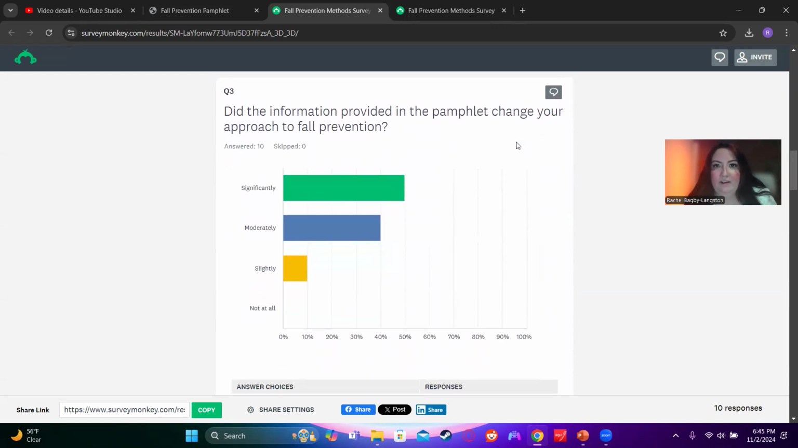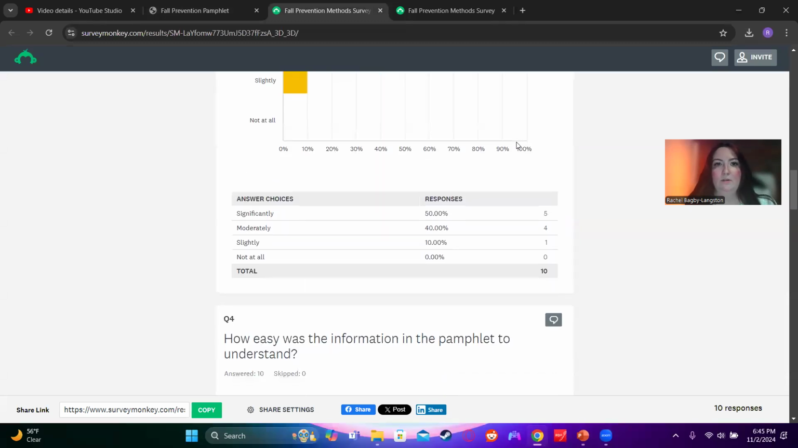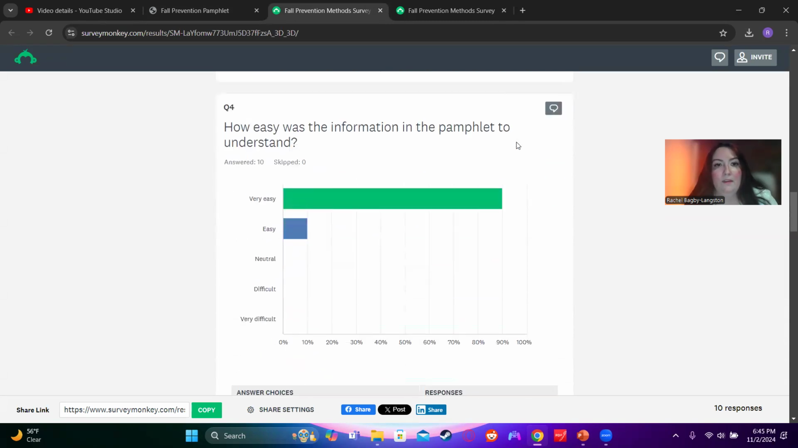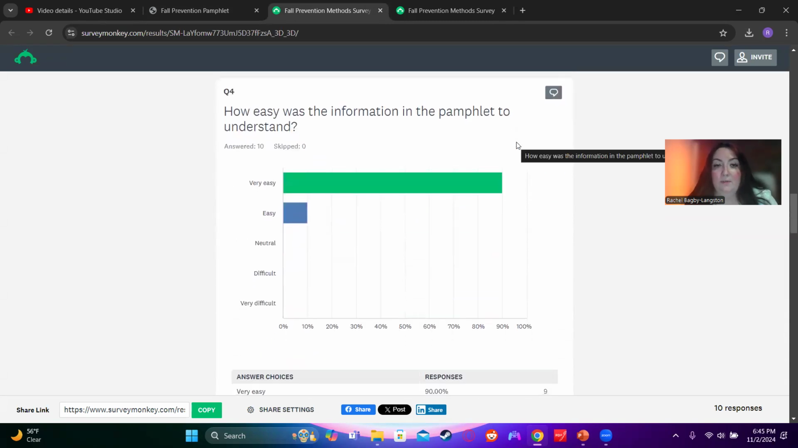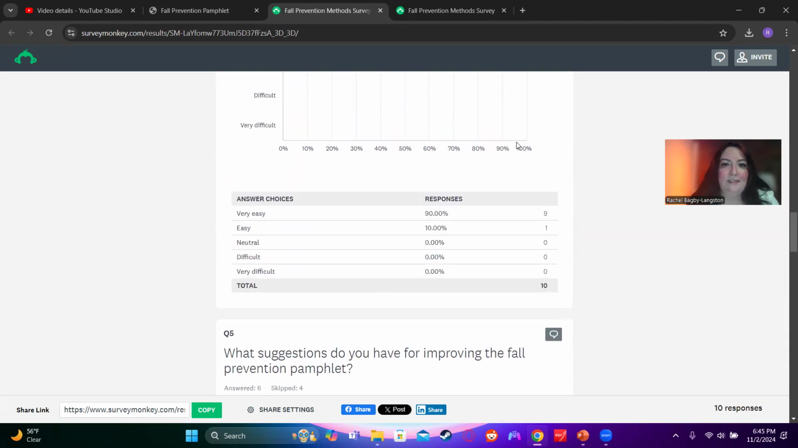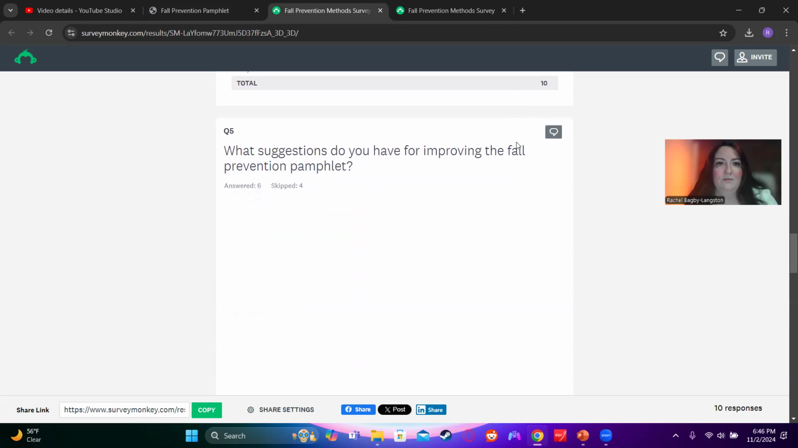Did the information provided in the pamphlet change your approach to fall prevention? So no one said not at all, which is great. 1 person said slightly, 4 people said moderately, and 5 said significantly. So I will take that as a win. How easy was the information in the pamphlet to understand? There was a lot of information, so I can see how it might be a little more difficult to understand, but everyone was kind to me and said very easy to understand, and 1 said it was easy. So no one said neutral, difficult, or very difficult.